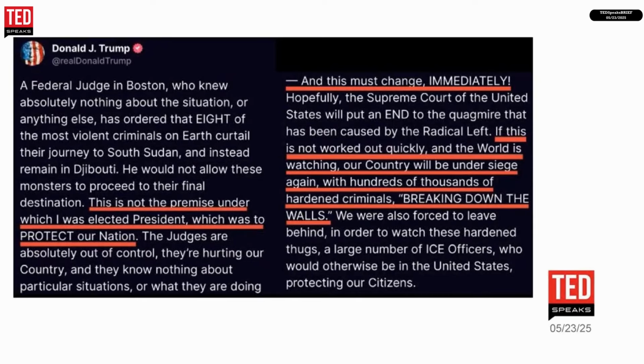A federal judge in Boston who knew absolutely nothing about the situation or anything else has ordered that 8 of the most violent criminals on earth curtail their journey to South Sudan and instead remain in Djibouti. He would not allow these monsters to proceed to their final destination. This is not the premise under which I was elected president, to protect our nation. Donald Trump speaking here.